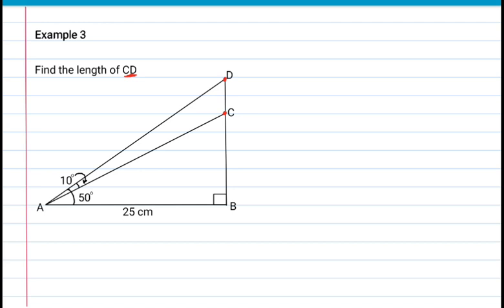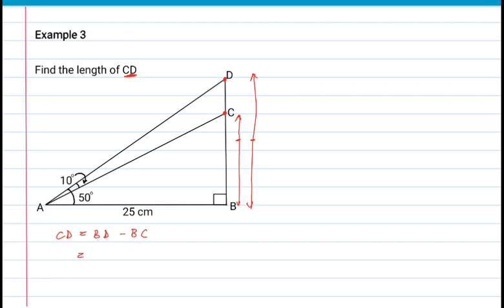So before we find the length of CD, we want to know what CD really is. Now if you can find this length and this length, you find the two of them, and you subtract the smaller length from the bigger length, that's how you find CD. So we write our formula, which is CD is equal to BD minus BC.